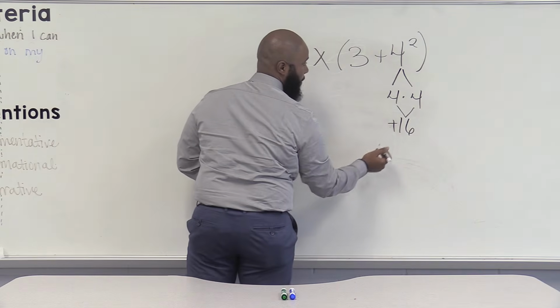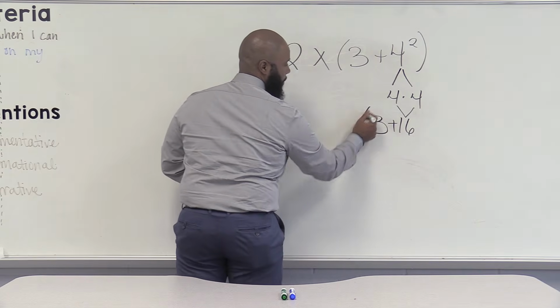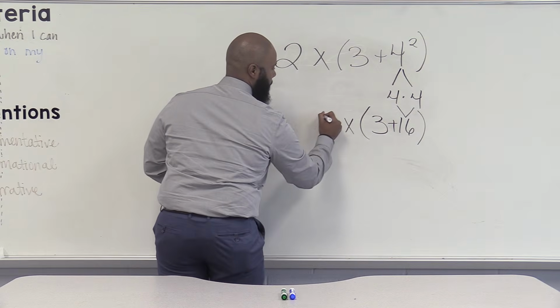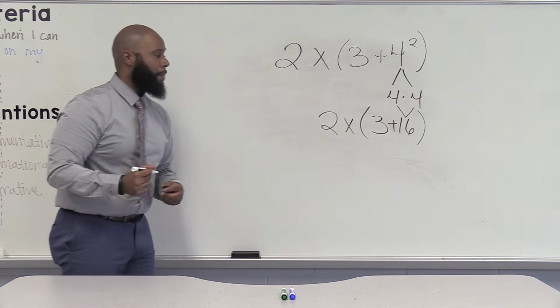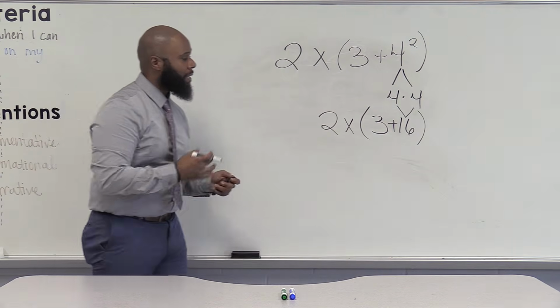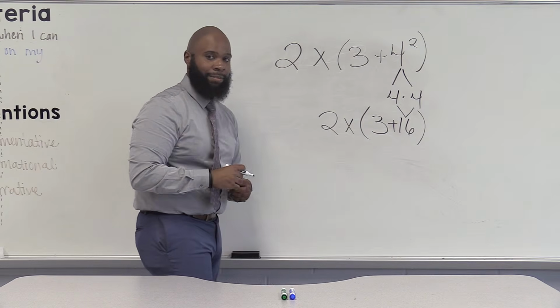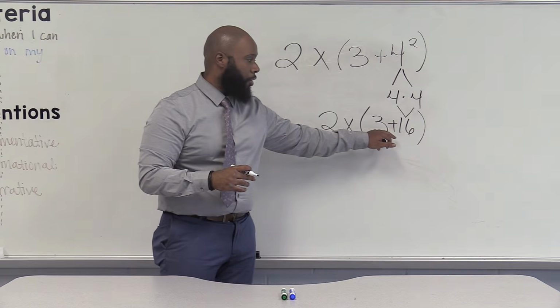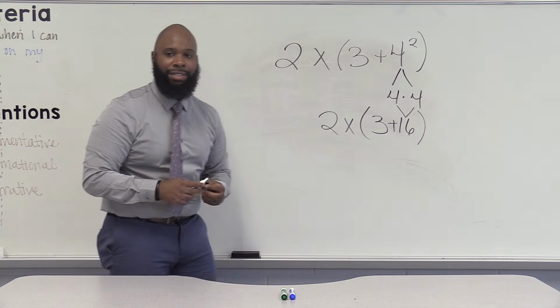So I'm going to bring down my plus, bring down my 3. I'm going to even bring down my parentheses because I'm not done with them yet. So now my problem reads 2 times 3 plus 16. So now what do I do next? Do I do multiplication or do I still solve what's inside of my parentheses?